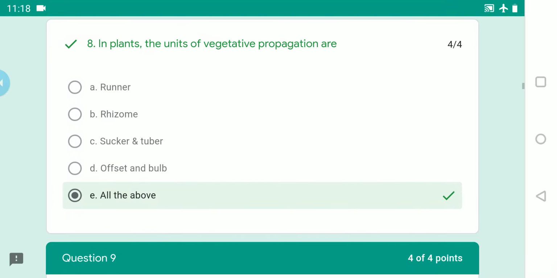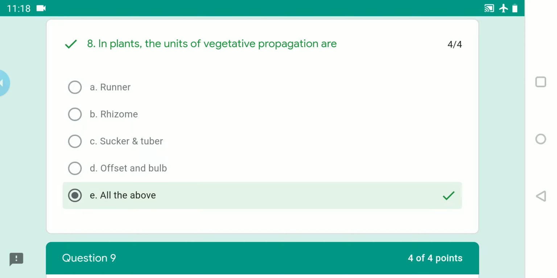The next question: in plants, the units of vegetative propagation are called vegetative pods. While we are discussing vegetative propagation, I told you that in plants the term vegetative reproduction is used for asexual reproduction, that is, reproduction through vegetative pods or propagules of the plant is called vegetative propagation. I hope you can remember.